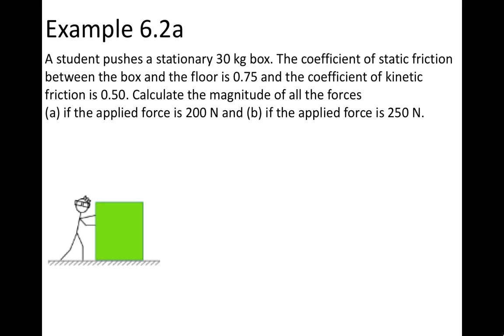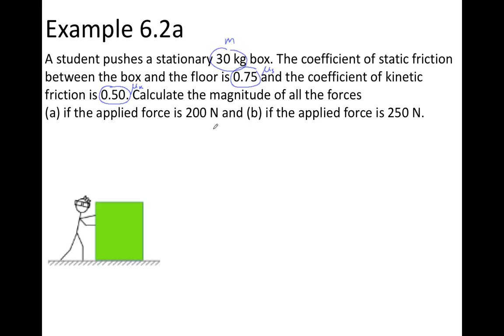Time for some examples. In this first one, we have a student that pushes a stationary 30-kilogram box. We should recognize that 30 kilograms is the mass of the box. The coefficient of static friction between the box and the floor is 0.75. We should recognize this as mu s, the coefficient of static friction. We're then given the coefficient of kinetic friction as 0.50. We should recognize that as mu k. We are to calculate the magnitudes of all the forces if the applied force is 200 newtons.